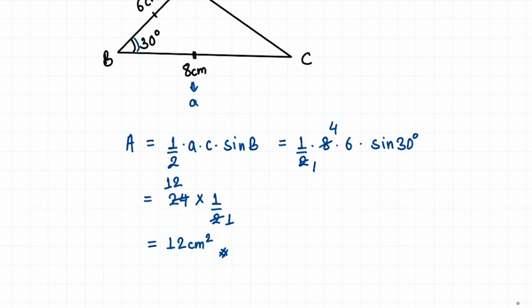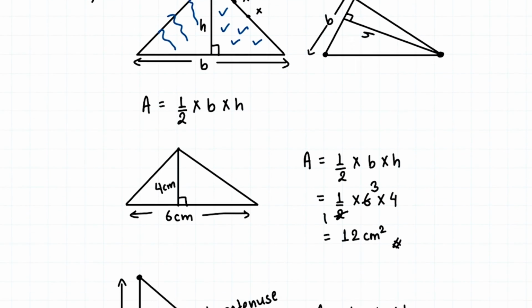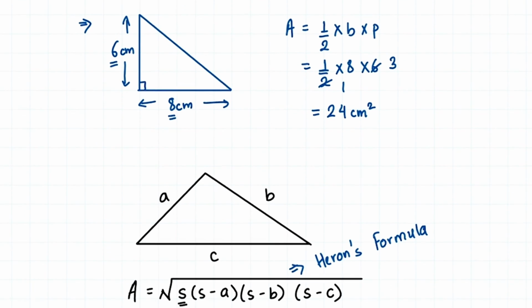And in this way, we can use this formula of trigonometry as well to find the area of a triangle when one of the angles is given and the two sides that make up that angle are also given in the question. So these are the different formulas that you can use to find the area of a triangle.